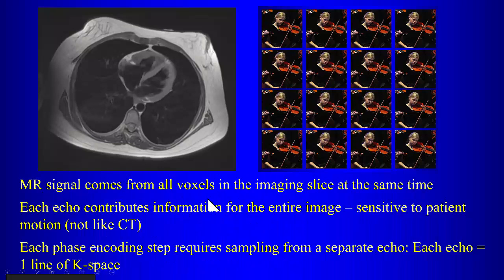So far we have this. The MR signal comes from all the voxels in an imaging slice at the same time. Each echo contributes information for the entire image. That's why it's sensitive to patient motion, right?